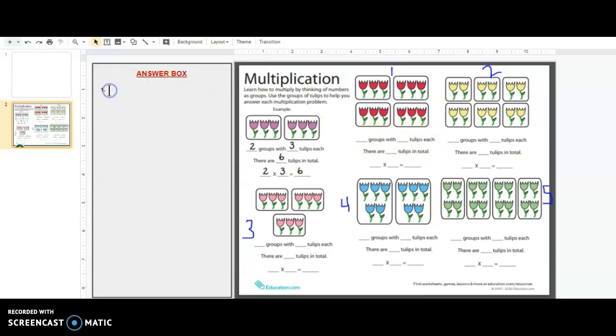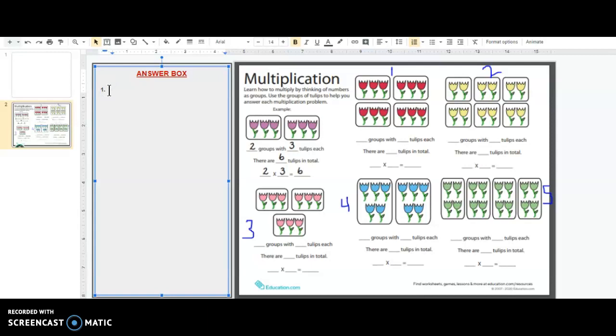So let's write our answer to our answer box. Click inside the answer box and begin typing. So our first answer, our first sentence here is going to be how many groups? Well, we have 4 groups. Okay, you're going to type in the answer. Oops, let's make them all lowercase. 4 groups with 3 tulips.